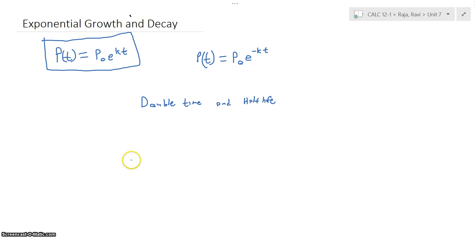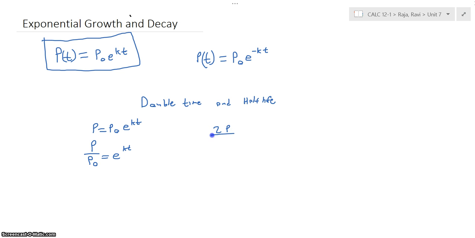For those, you start off with the same equation, which is P equals P naught times e to the kt, and then you're essentially trying to rearrange it for t. In the case of double time, you start off with moving the P naught over, which turns into P over P naught equals e to the kt. Since it's double, you're going to have double the amount of P on the top.